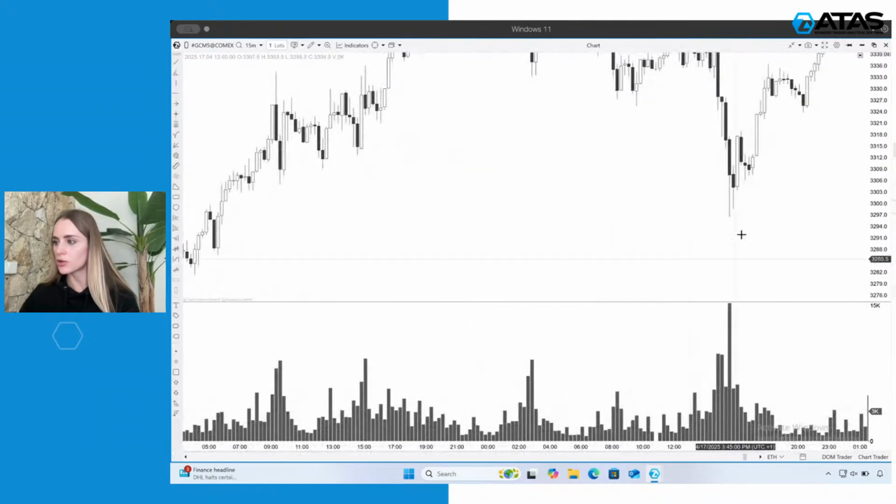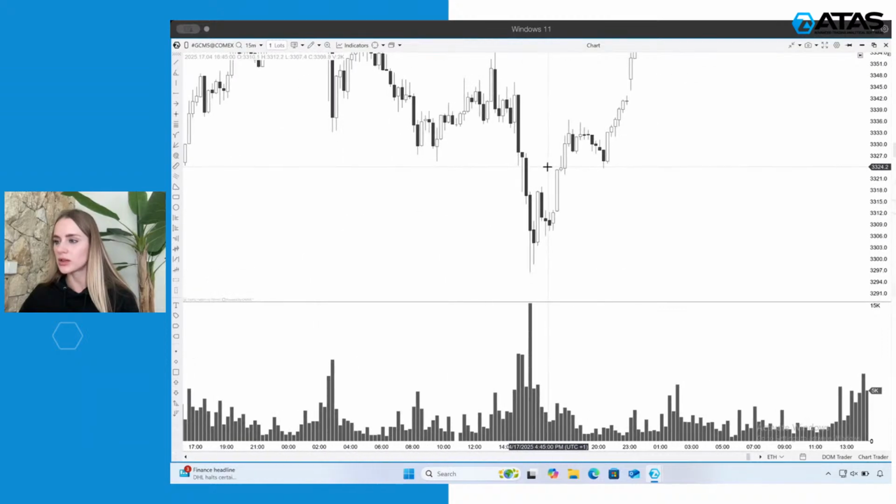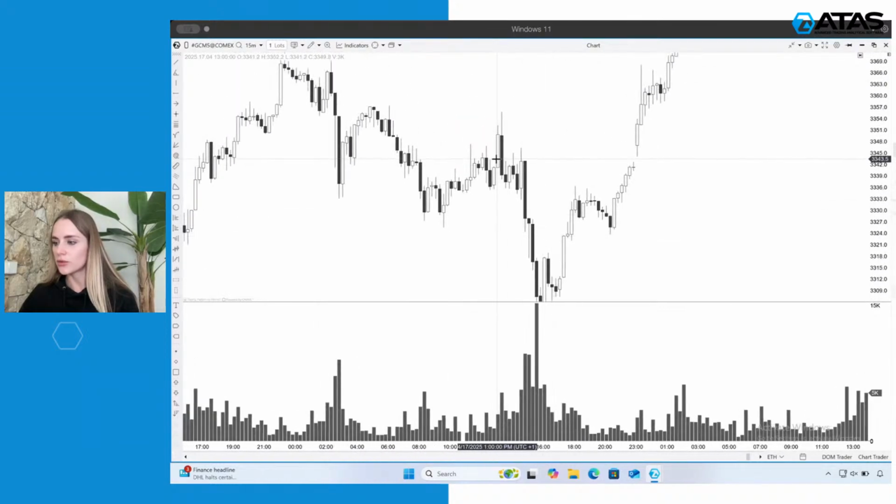If I zoom out, you will see that the move has been unfolding for a while to the downside. We could see that from this very moment on, the price continued to drop and the volume started increasing, which confirmed the strength of sellers. So all the way here, if you were entering short, you could keep holding your short position.